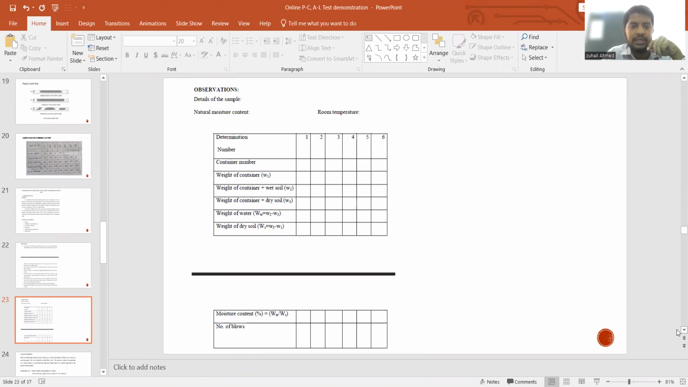The observation sheet format is there, so you can combine that and add this one. I'm going to collect one report. Only one report you want to give me for the Atterberg limit test.